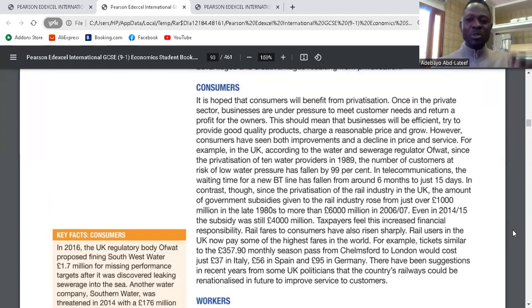Then the problem about consumers is this. They said, however, consumers have been seeing both improvements and decline in price and services. For example, so when we talk about this, I'm just going to summarize it.